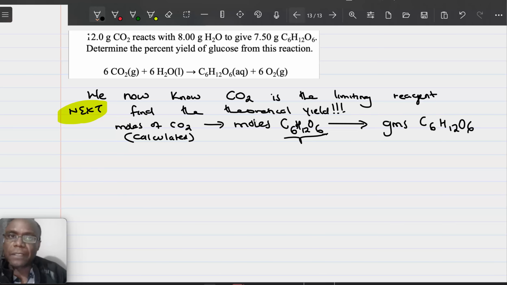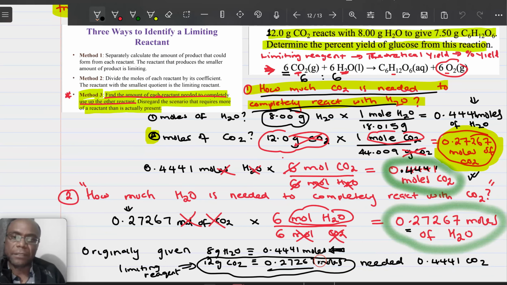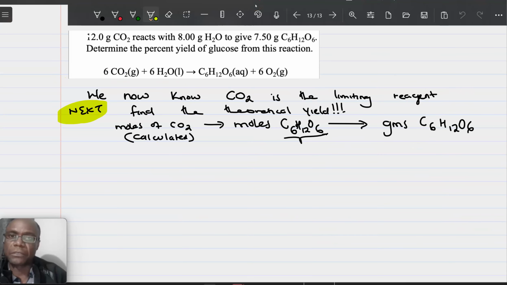So from our previous calculations, we knew that the limiting reagent was CO2, and it was provided as 12 grams, which we converted to moles to be 0.27267, and that is what we're going to bring into our calculations here. So moles of CO2 was 0.27267 moles.